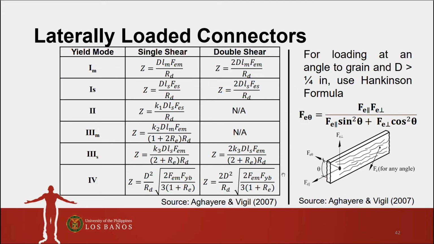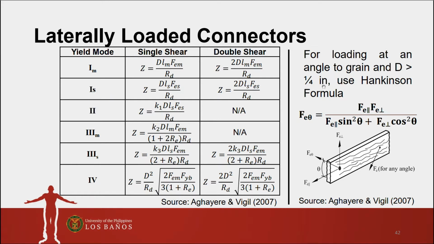Okay, so as you can see here, we have the yield modes and their corresponding formulas for laterally loaded connectors per fastener. We have single shear and double shear, and different values for the variables Lm, Fem, Rd, Ls, Fes, Re, and Rd.